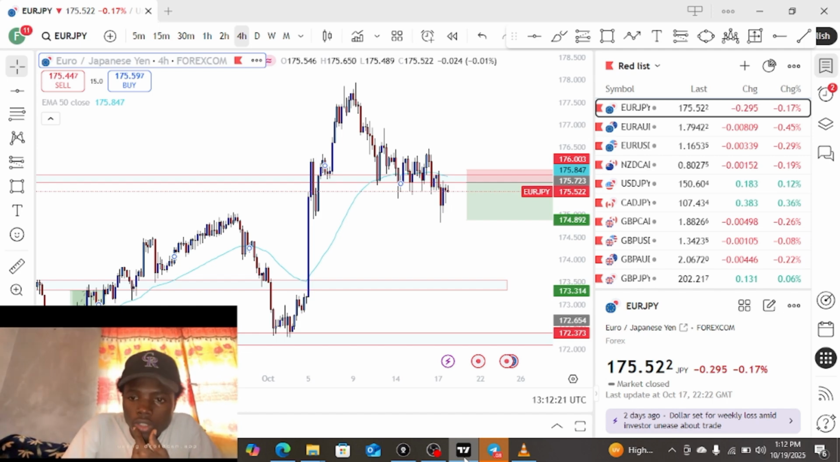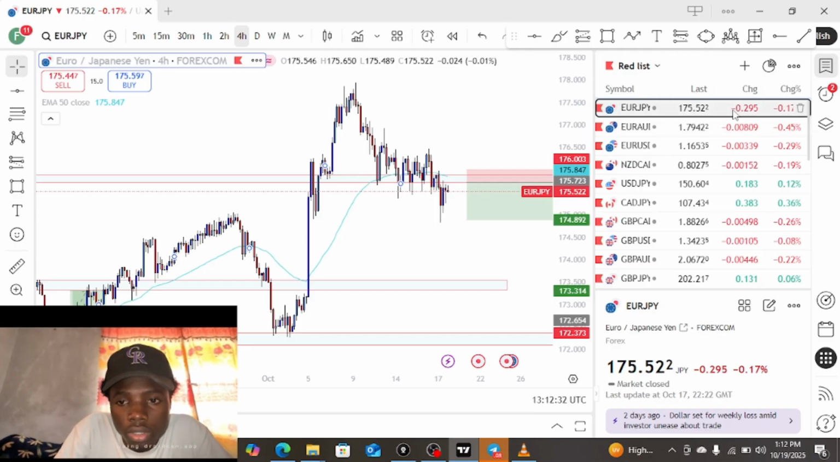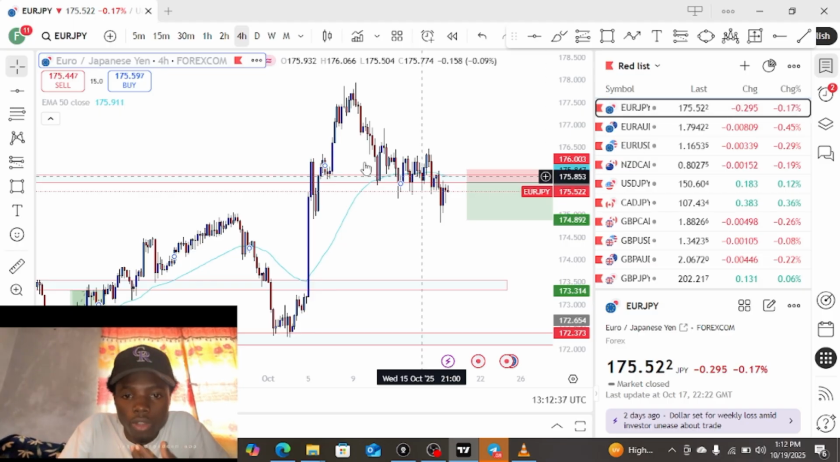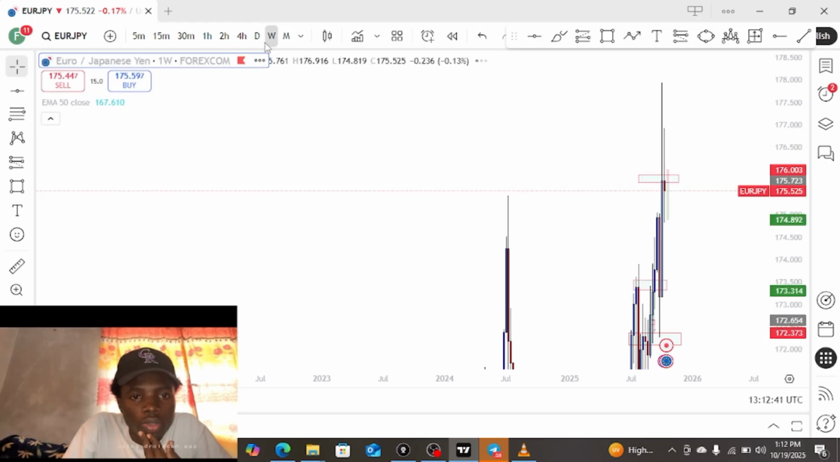Let's go to the charts. I'm a swing and a day trader. As you can see, let's start with Euro GBP JPY. So we go to the daily. We start with the weekly.